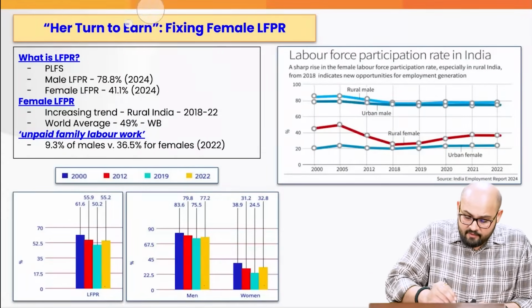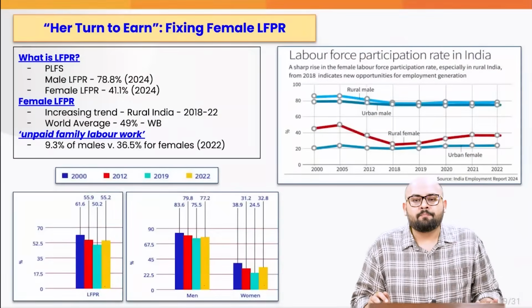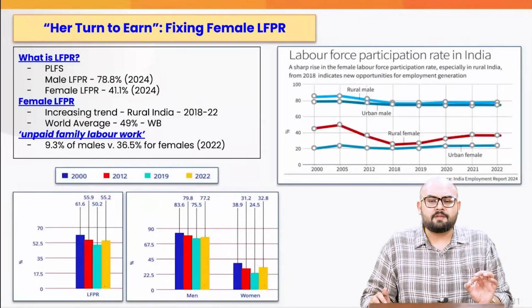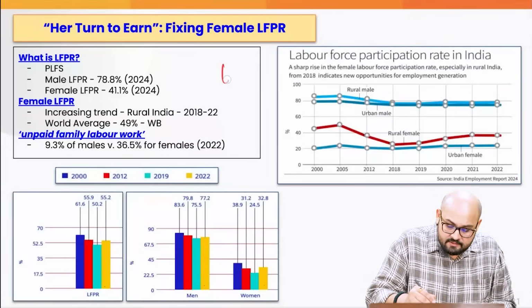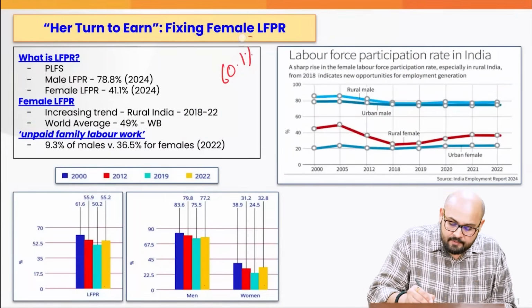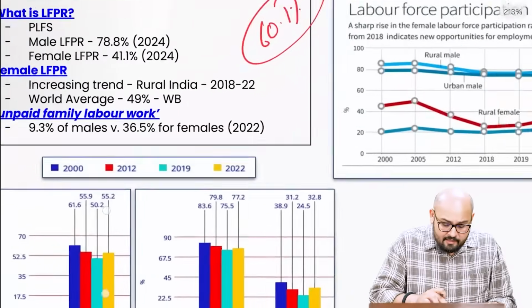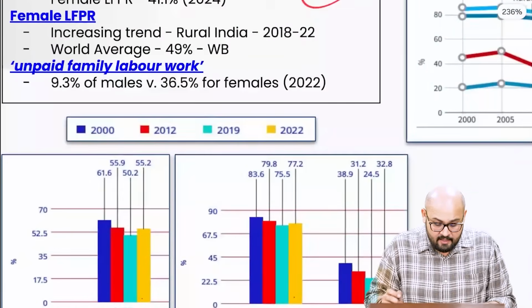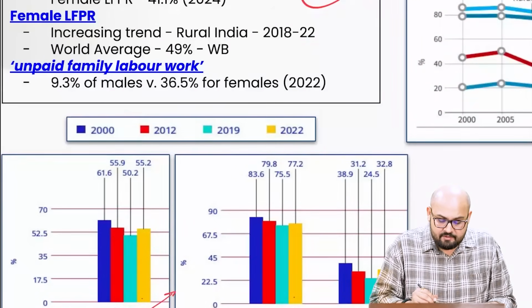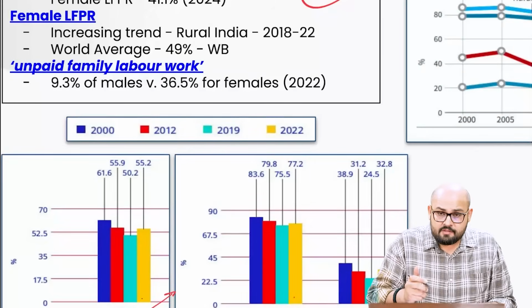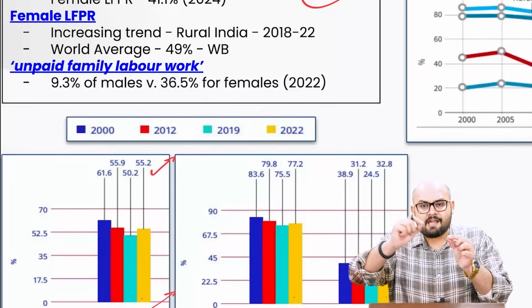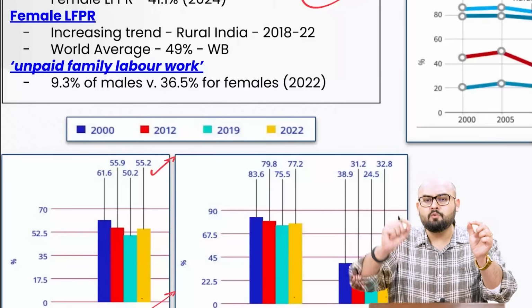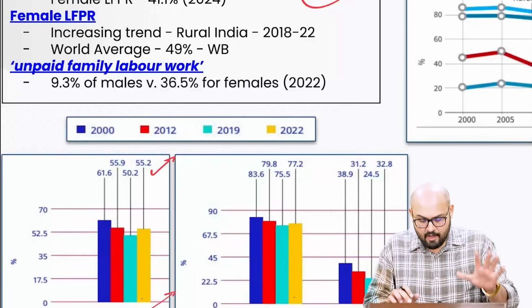Now, if I were to go into the numbers, the labor force participation rate in the year 2024 was 60.1%. Remember this. And if you just look at this particular infographic, you will see that the labor force participation rate was 55.2% in the year 2022. So there has been an increase from 55.2 to 60.1%. That is what you have to understand.